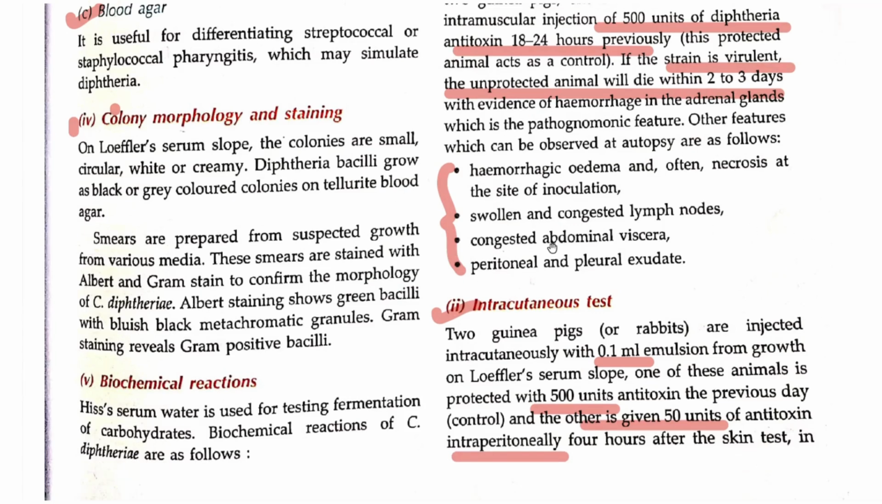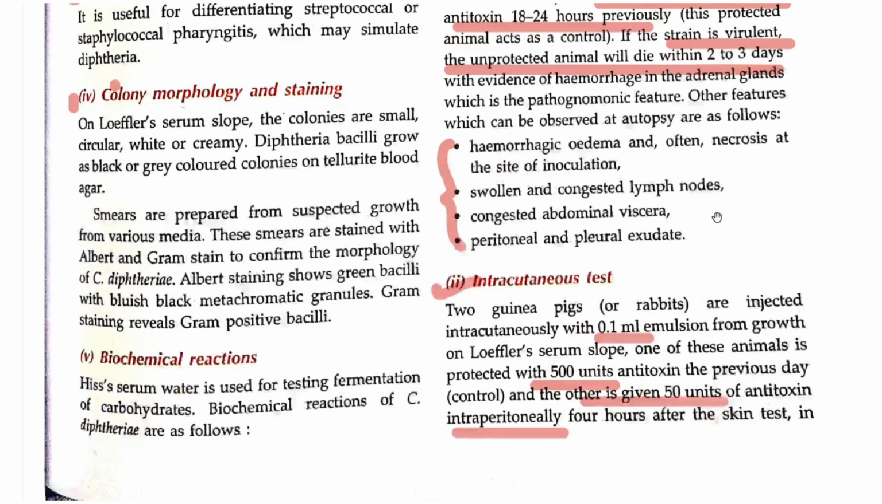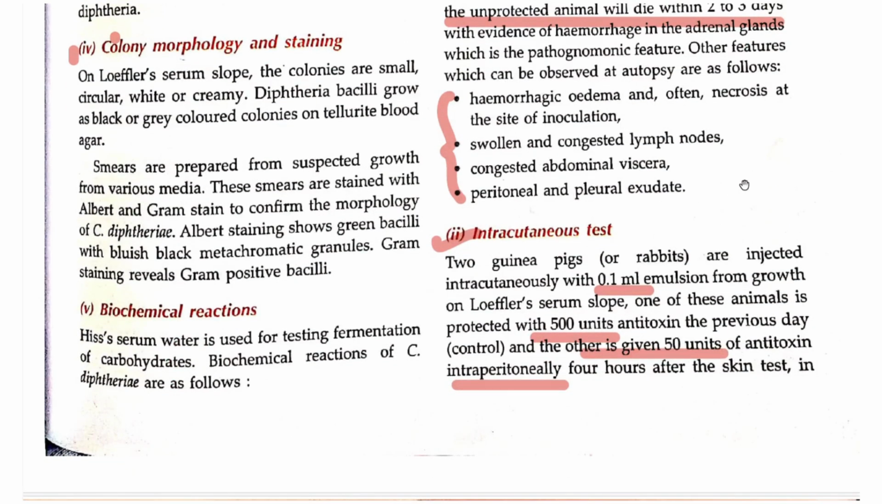Then you can mention what other features are seen in the autopsy. That is the edema, swollen and congested lymph nodes, and many other features. So you can go through these features and write. Next is the intracutaneous test.